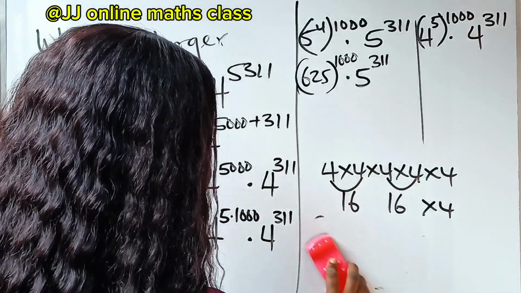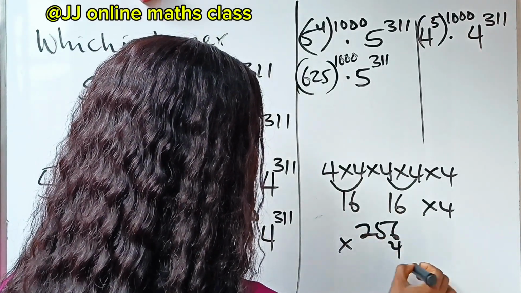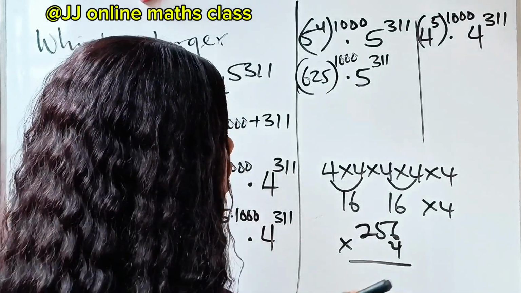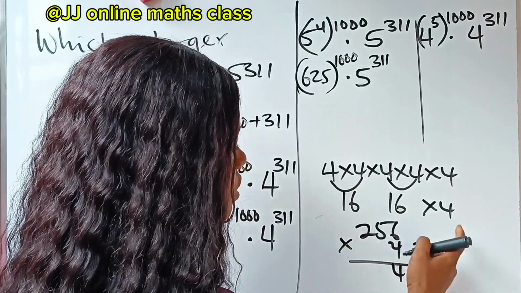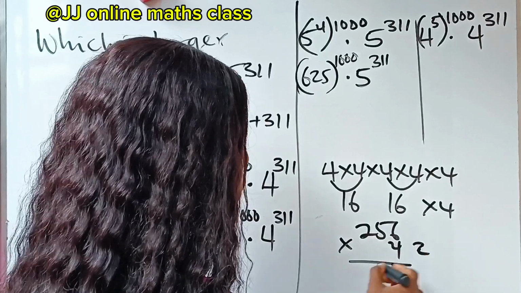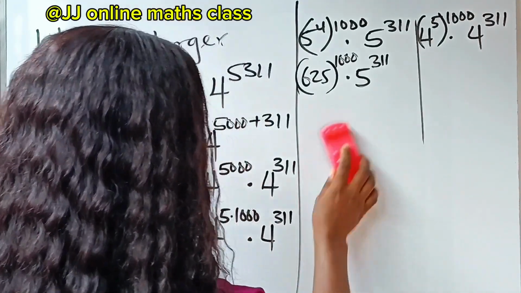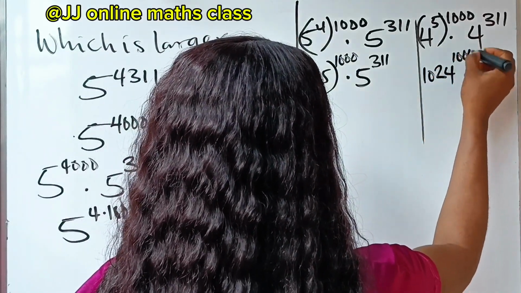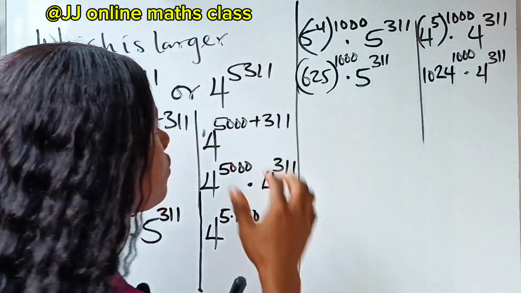All right. Now 256 multiplied by 4. Meanwhile, the trick I just applied is on this page. So 4 times 6 is 24. We carry 2. 4 times 5 is 20 plus 2 is 22. Still carry 2. 4 times 2 is 8 plus 2 is 10. So we have 1024. So 4 to the power of 5 is 1024 raised to the power of 1000, multiplied by 4 raised to the power of 311.